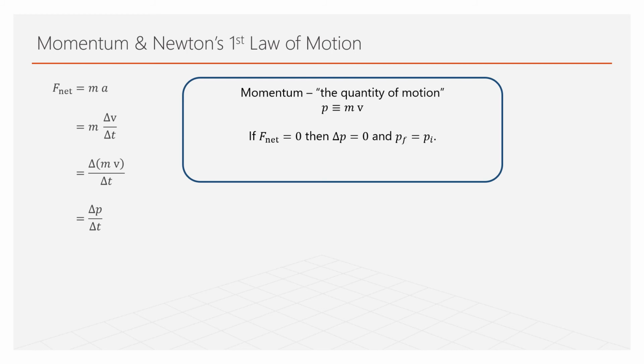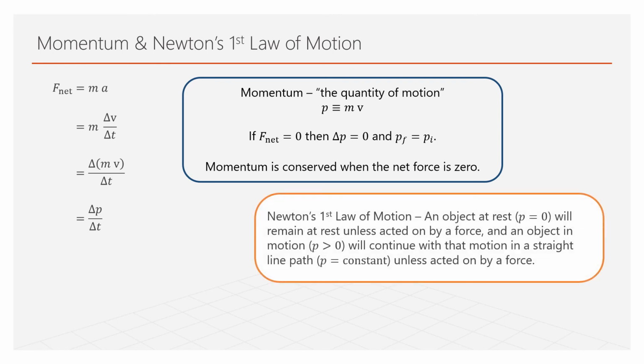If it is the case that the net force acting on a particle is equal to 0, then it will therefore also be the case that its change in momentum is also 0. And so therefore the final momentum will be equal to the initial momentum. This is called the conservation of momentum. Momentum is conserved, meaning it doesn't change, when the net force acting on a system is 0.